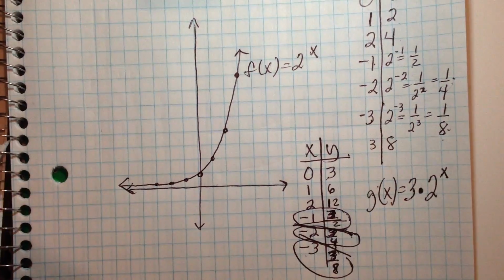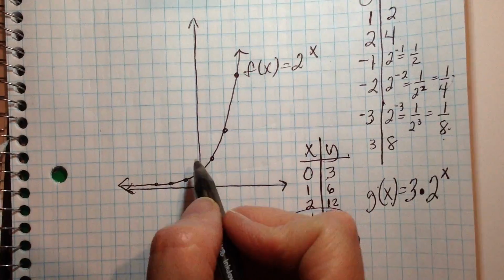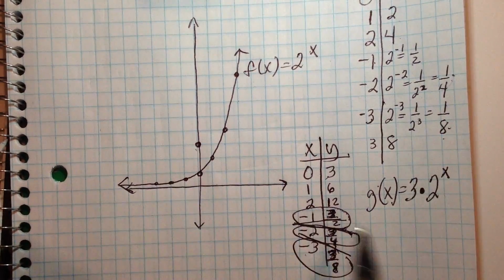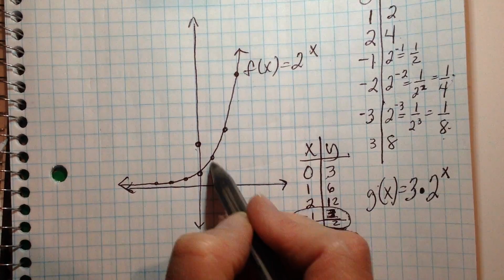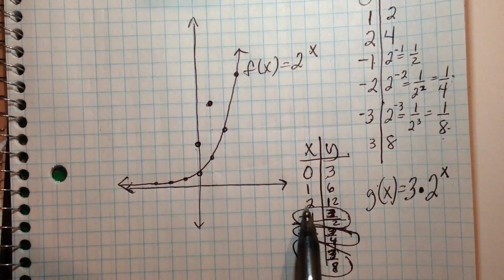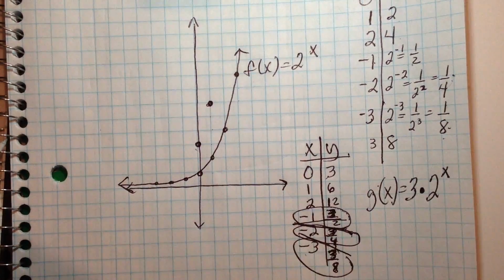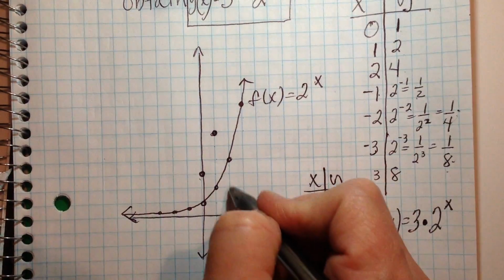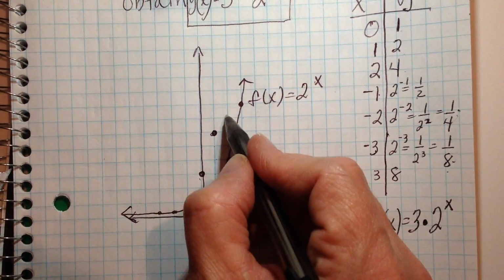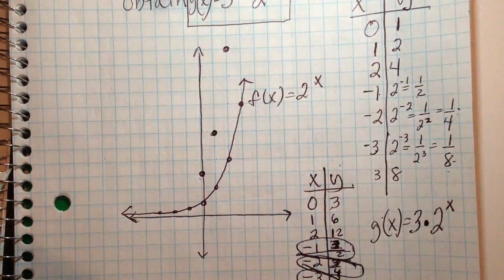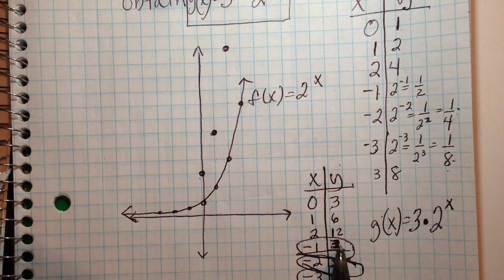Okay, so let's graph these. 0, 3, up 1, 2, 3. 1, 6, over 1, up 1, 2, 3, 4, 5, 6. 2, 12 is going to be way up here. So over 2, up 1, 2, 3, 4, 5, 6, 7, 8, 9, 10, 11, 12. Somewhere about right there.